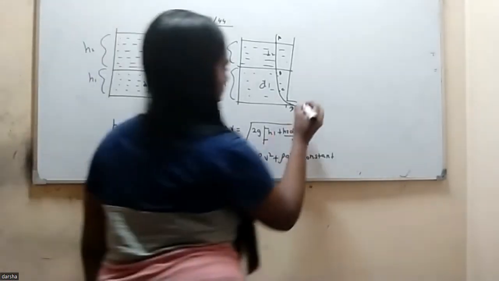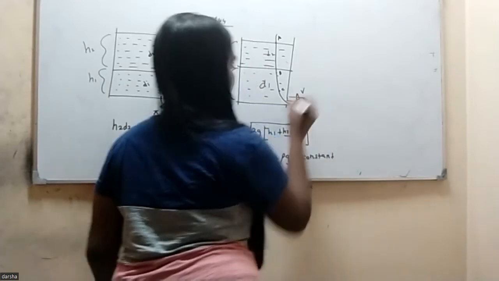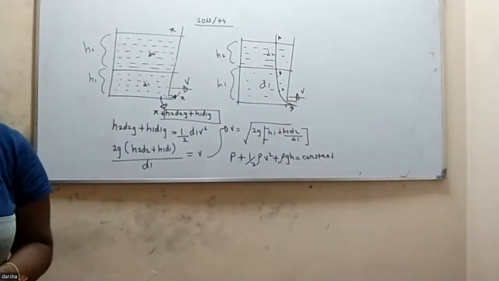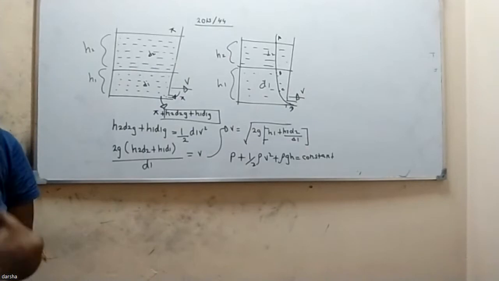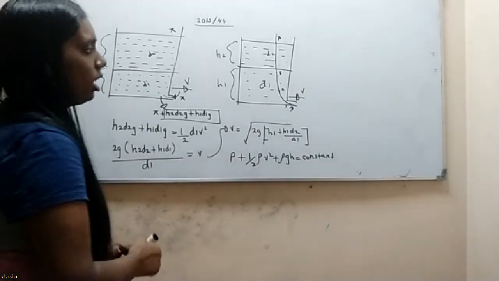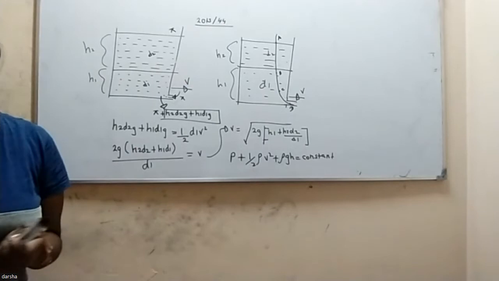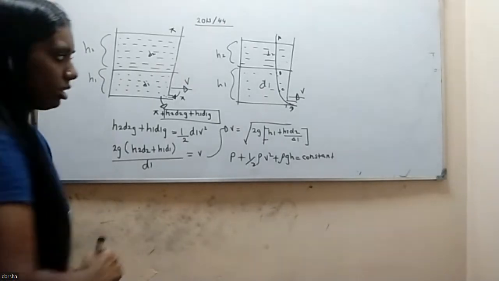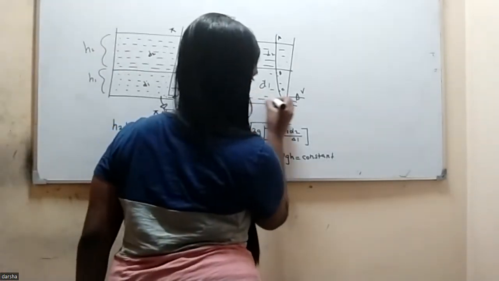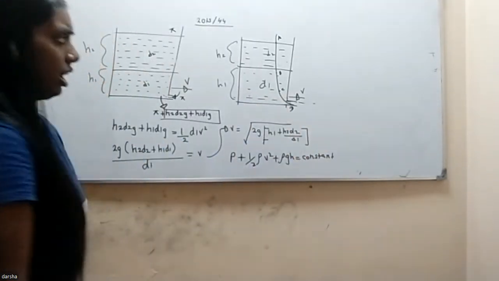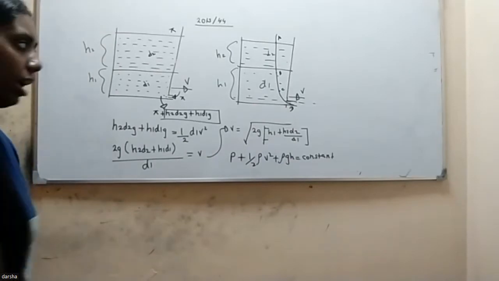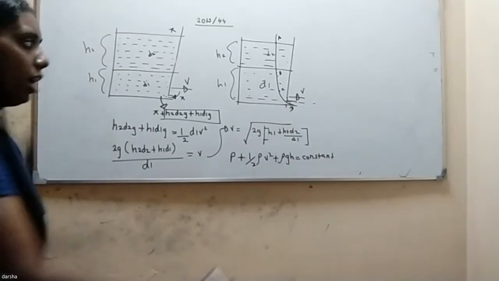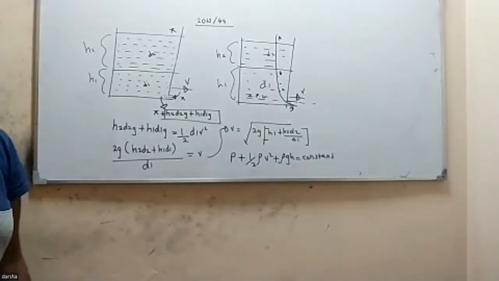Now our question is to calculate the velocity V. That means V is the unknown, and other quantities should be known. Before applying Bernoulli's equation, we have to choose a zero potential energy level. It is not compulsory to take the ground level as zero potential energy; any level you can take. I am assigning my zero potential energy level.